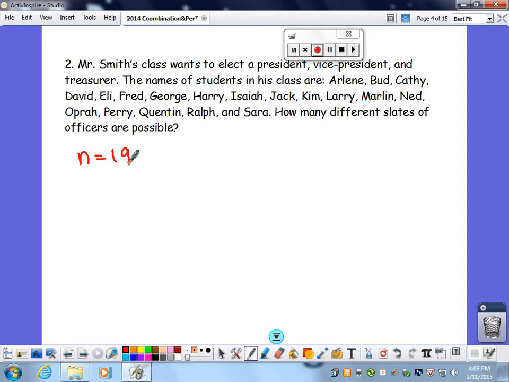The way we're going to treat this is that we're going to put everybody's name in a hat and we're going to pull out 3 names. The first person we pull out is the president, the second person we pull out is the vice president, and the third person we pull out is treasurer.